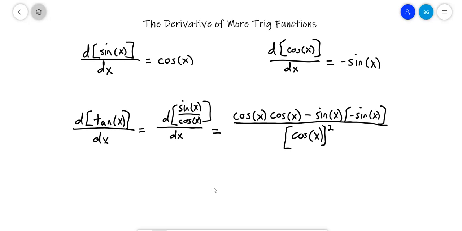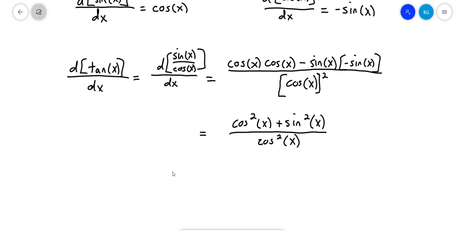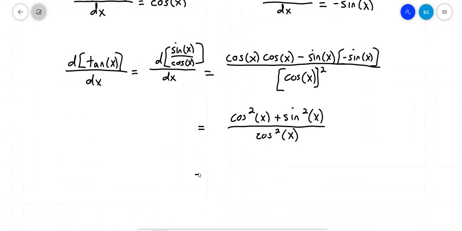Well, let's simplify a little bit. Cosine times cosine, that's just cosine squared x. Negative sine times negative sine is going to be positive sine squared x. And that's over cosine squared x. This is one of the few times we're not going to split our monomial divisor, because notice that the top is a Pythagorean identity. Remember, cosine squared plus sine squared is equal to 1. It's one of those identities you learned in trig class. So we get 1 over cosine squared x.